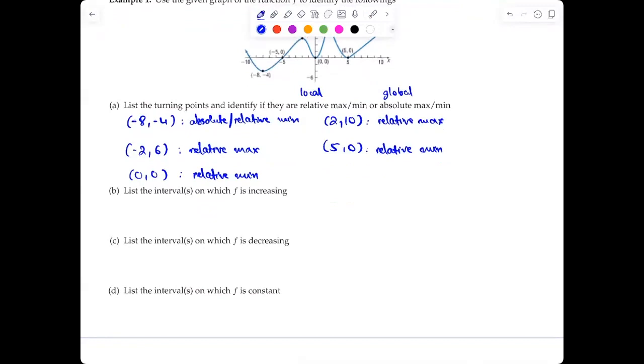Now part B, list the interval on which the function is increasing. Okay, so for this type of question, list the interval on which the function is increasing or decreasing or constant, you always only use parentheses for the answer. There's no bracket for increasing, decreasing, or constant. Good. All right.